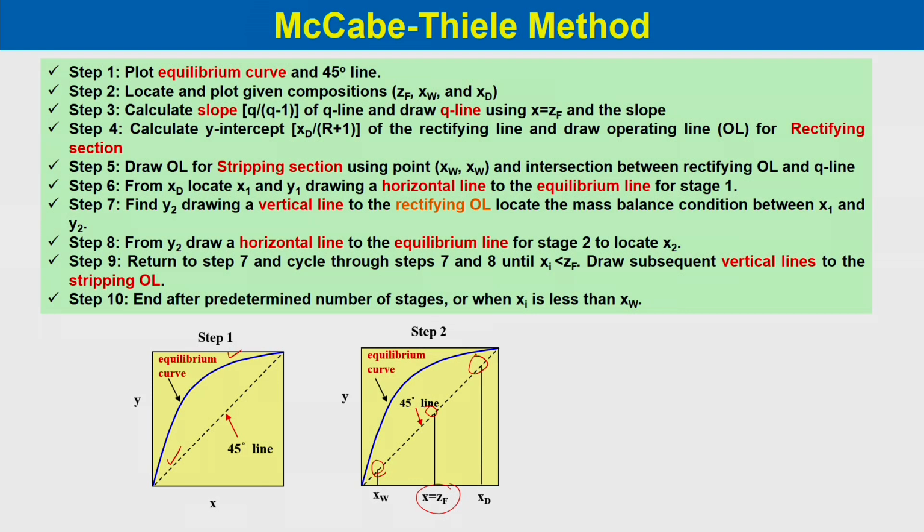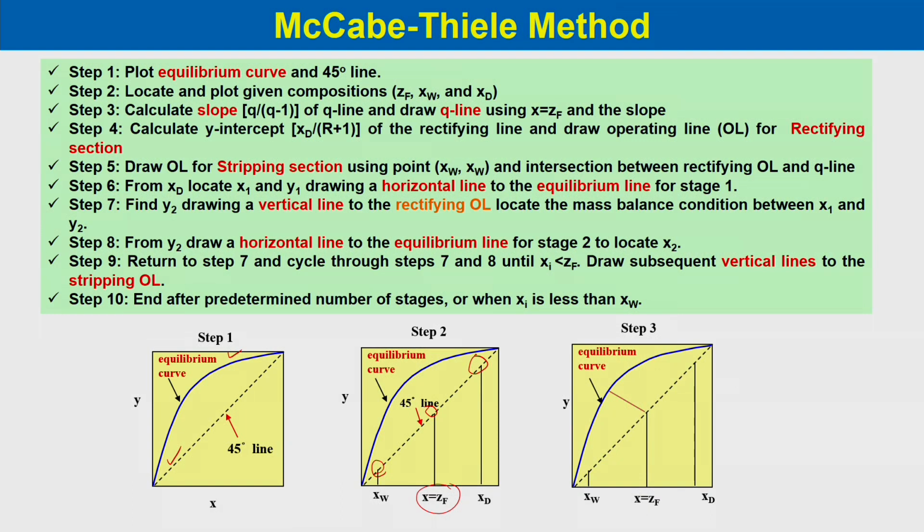The location of these points on the 45-degree diagonal should be known or should be located. Step 3, calculate the slope, that is q by q minus 1, of the q line and draw the q line using x equal to ZF and the slope. So, this is the point at x equal to ZF and the slope is q by q minus 1. If we know the slope and this point, we can draw this q line.